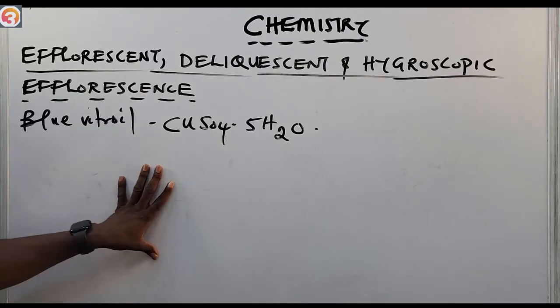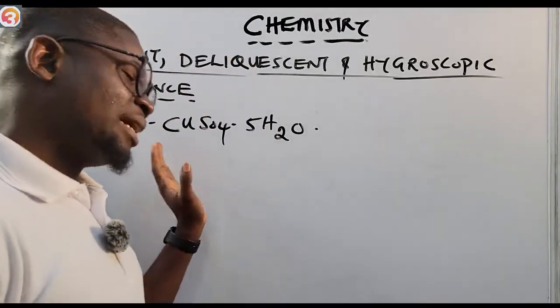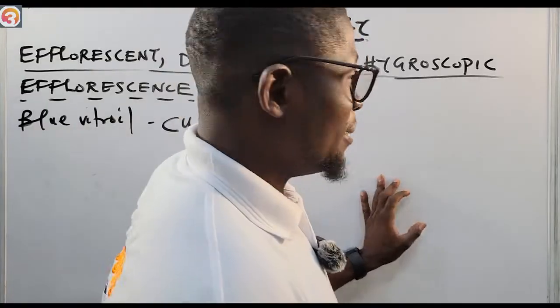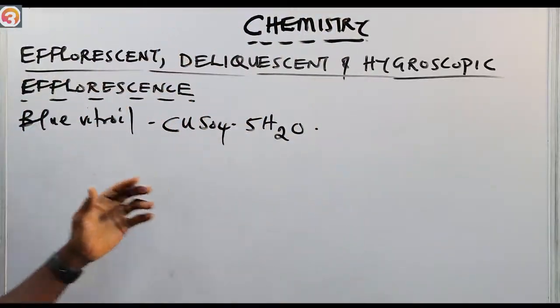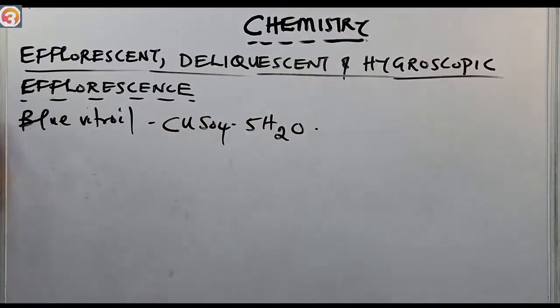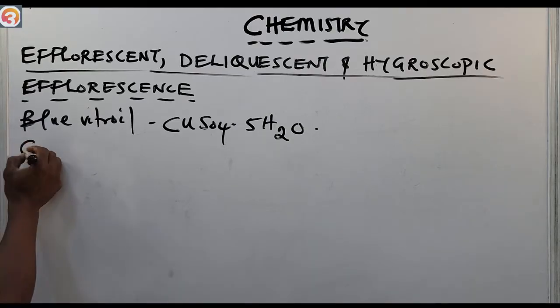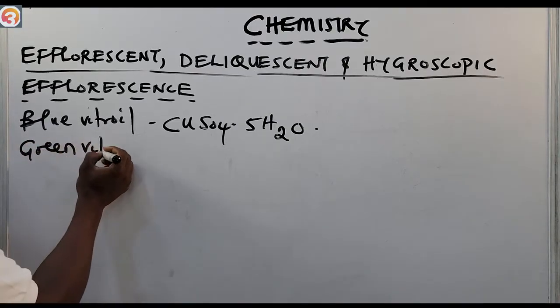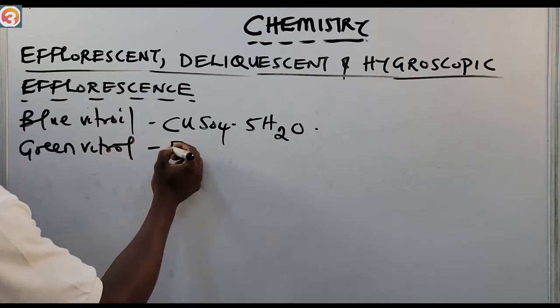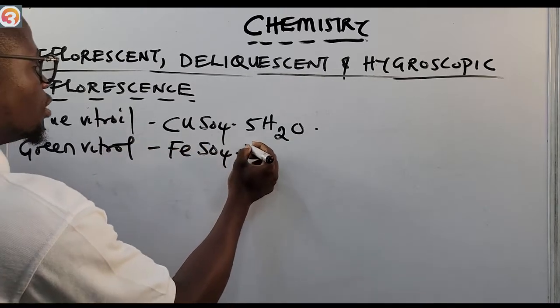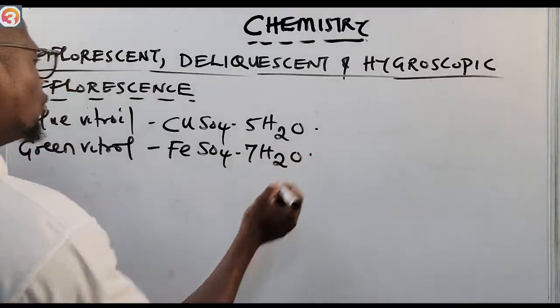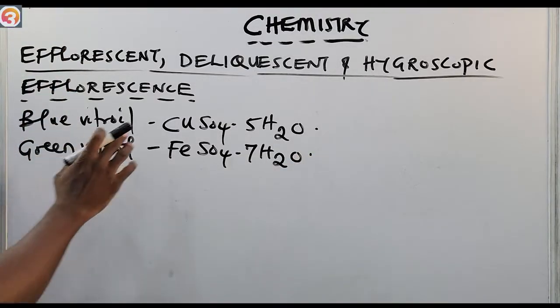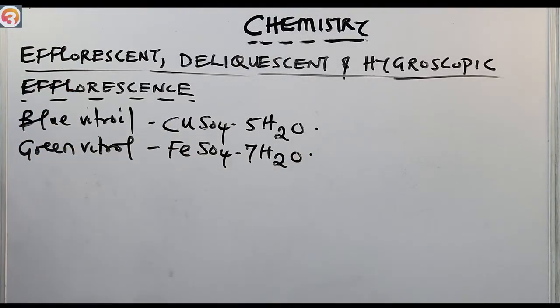You may be asked this in an exam question. I'm sure this was in a past question, if I can remember: which of the following is called blue vitriol? CuSO4.5H2O. Also, we have green vitriol. This one is FeSO4.7H2O. So all these are examples of substances that can effloresce.